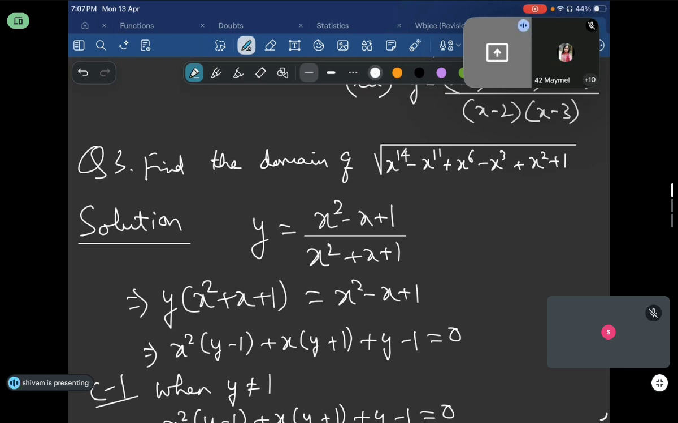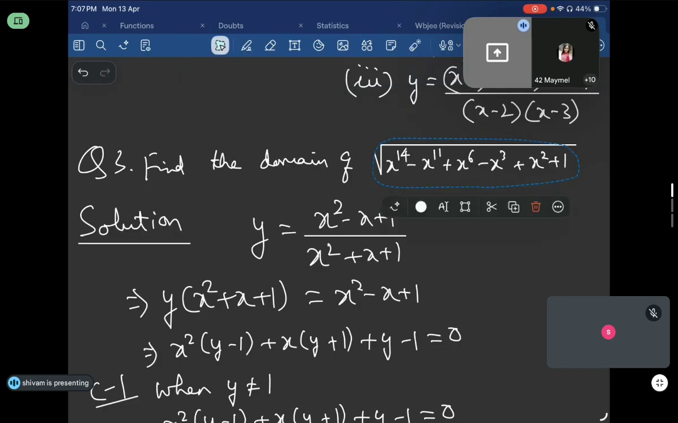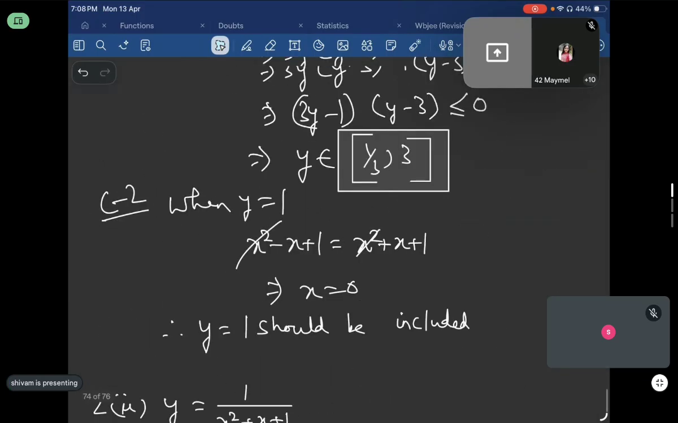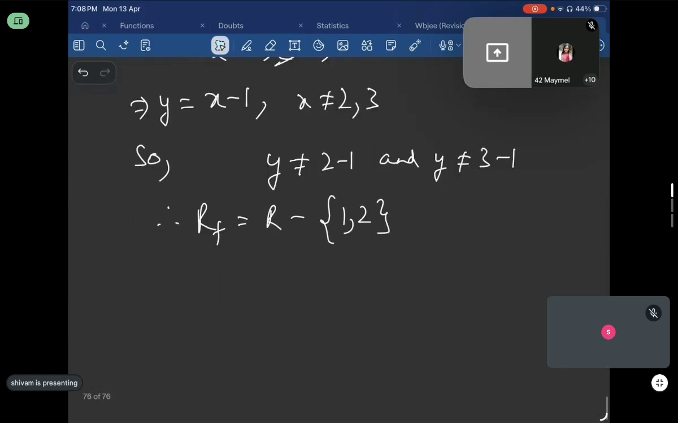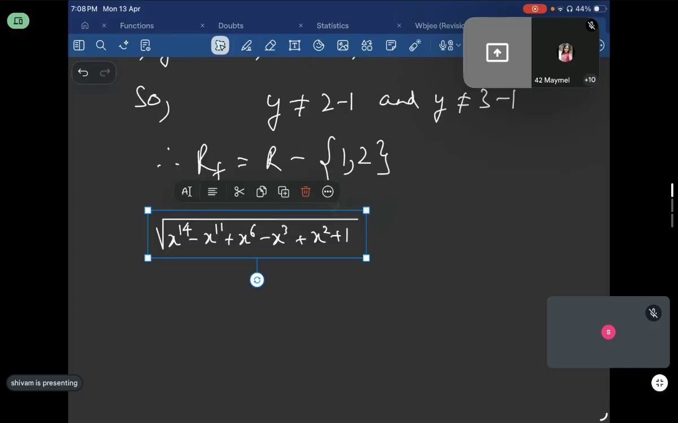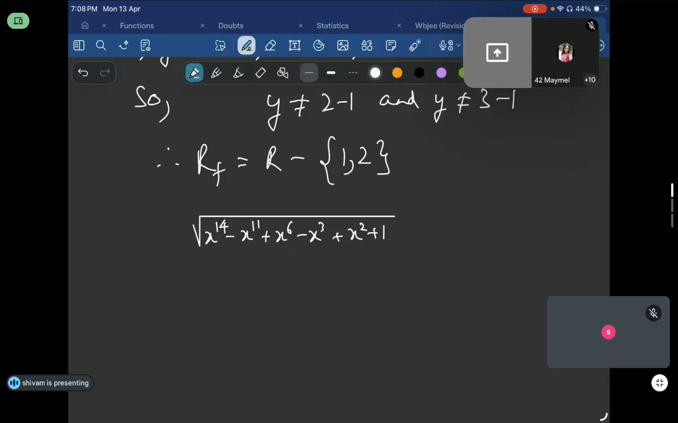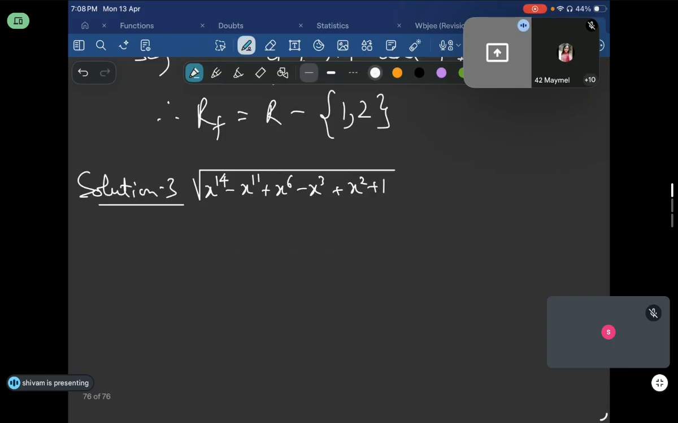Okay, everyone, I'm going to solve number 3. Find the domain of x power 14 minus root over. We need to find out the domain of this function. Pay attention. 14 is greater than 11. 6 is greater than 3. So case 1.